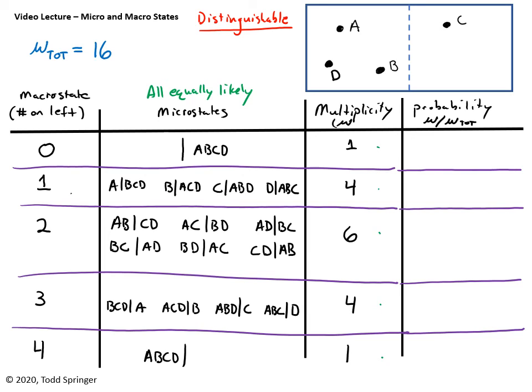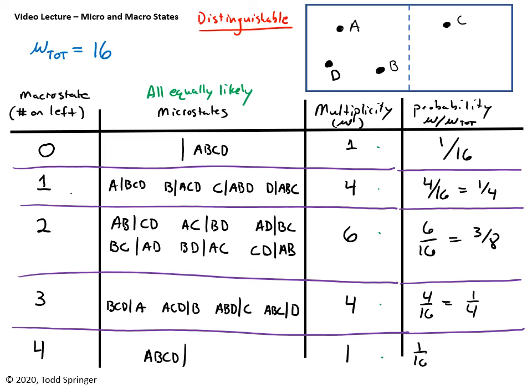And this is omega. So the probability that I have 0 particles on the left is 1. There's one way of doing that, 1 microstate, divided by 16 total microstates. And this one is 4 out of 16, which is 1/4. And this one is 6 out of 16, which is 3/8. And this one again is 4 out of 16, which is 1/4. And this is 1 out of 16.